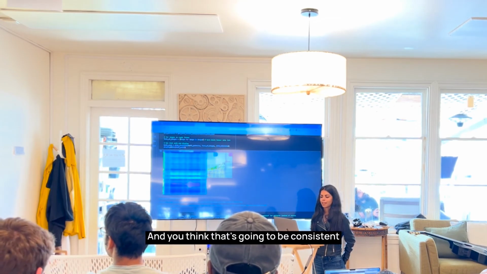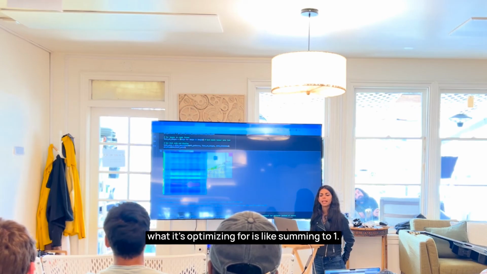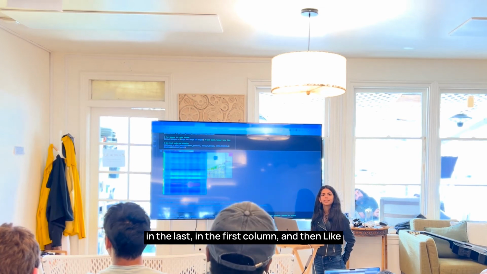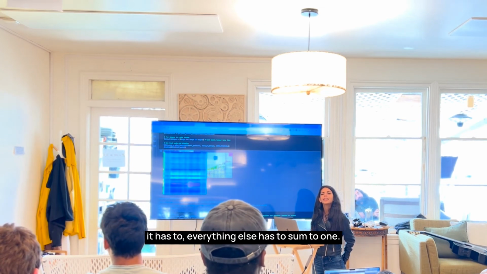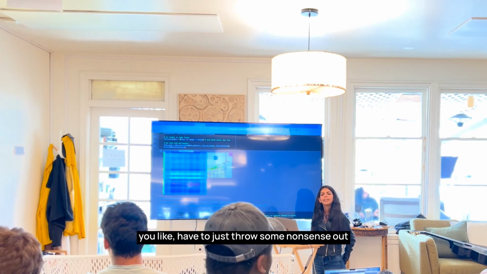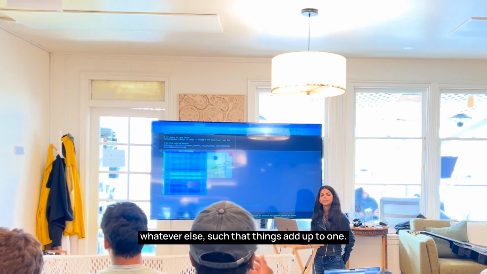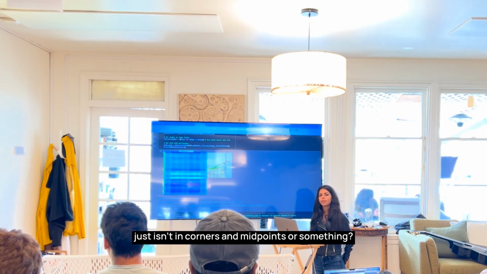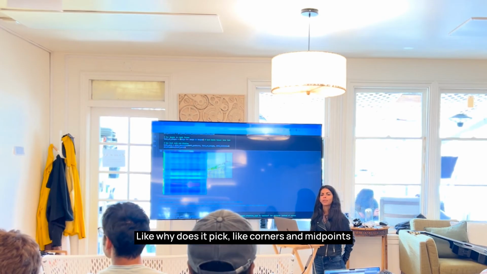And you think that's going to be consistent across images, and what it's really optimizing for is summing to 1? So it's optimizing the amount that it wants in the first column, and everything else has to sum to 1. I see. You'd have to throw some nonsense everywhere else such that things add to 1. Interesting. And it could be that significant information just isn't in corners and midpoints. Why does it pick corners and midpoints?